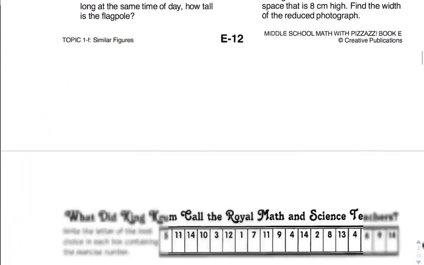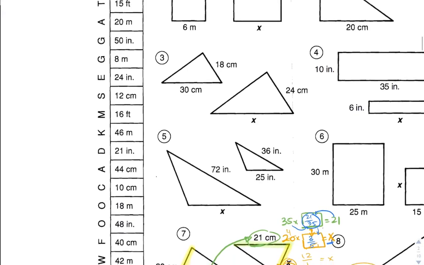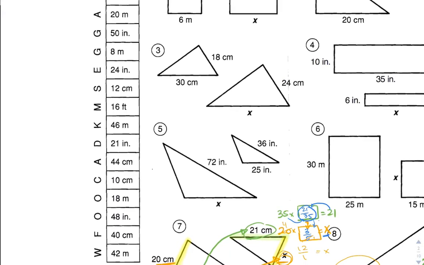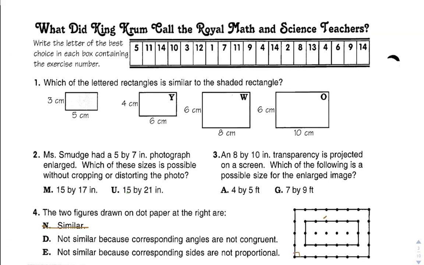For what did King Crumb also, the answer over here is oatmeal. And this one here is what did King Crumb call the royal math and science teachers? It's his favorite subjects, right? Because whose favorite subject is not math? I don't know. So this is my shaded one right there. Okay, make it a little bit darker. Right, there's my shaded one.